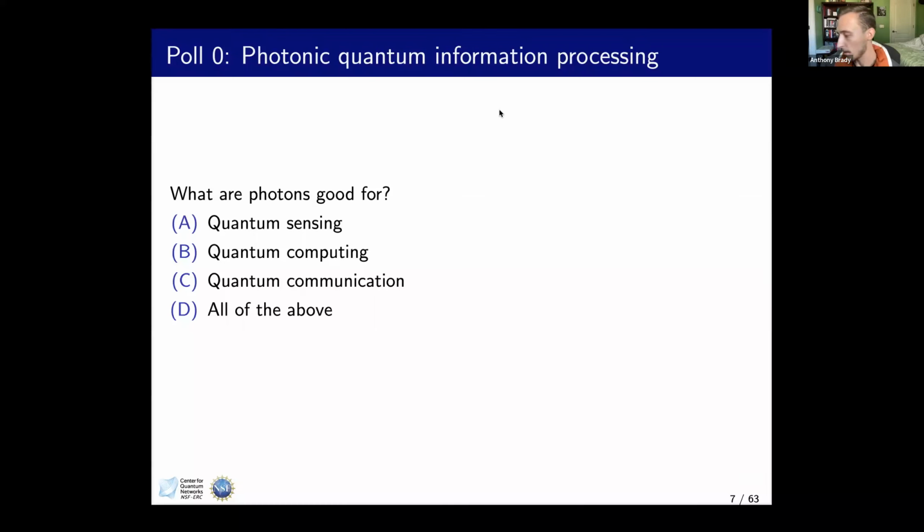Okay, that should be appearing on your screen. This is just a simple poll. What are photons good for? They're good for quantum sensing, quantum computing, quantum communication, or all of the above. And like I said, this is a little warm-up poll. They'll be a little more detailed later. But for now, you can answer this, and when there's a majority, I'll end the poll and go over the result.